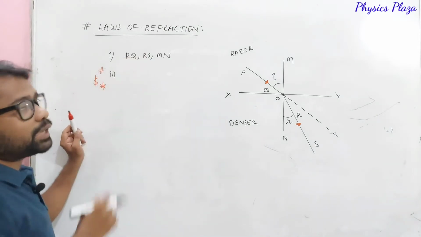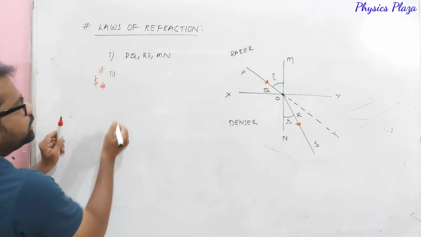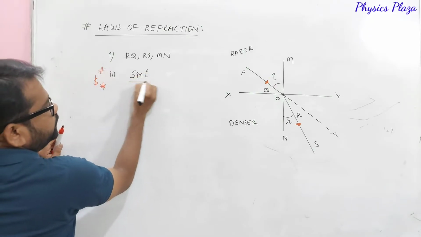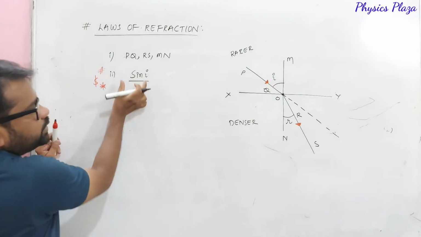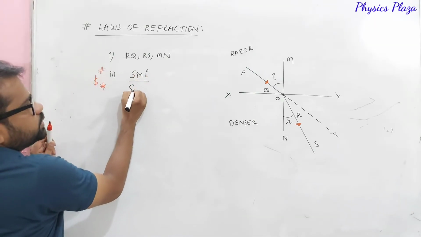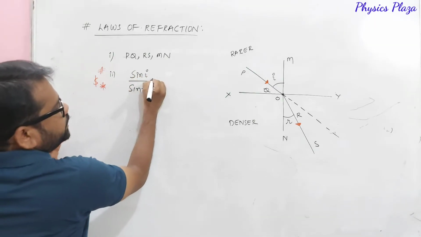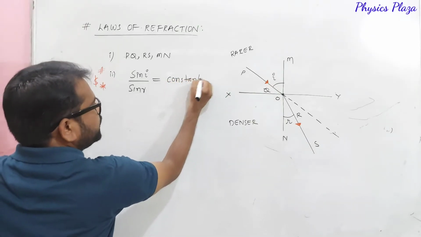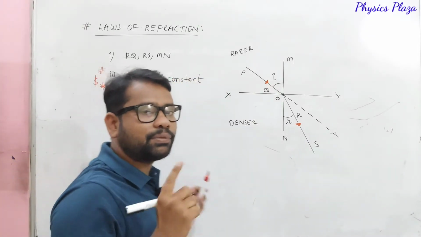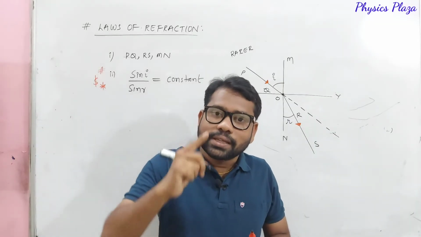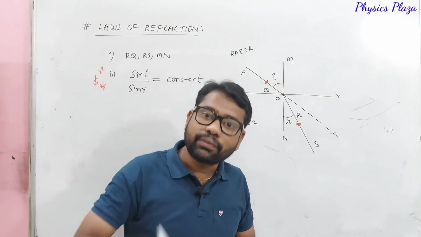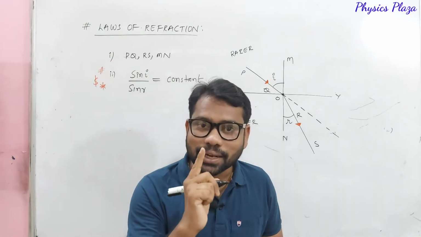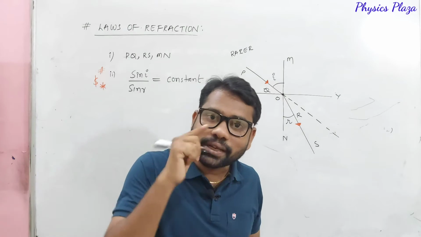So what this second law of refraction says is that the ratio of the sine of the angle of incidence to the sine of the angle of refraction is always constant. I repeat once again: the ratio of the sine of angle of incidence to the sine of angle of refraction is always constant. But conditions are applied here. What is that condition?